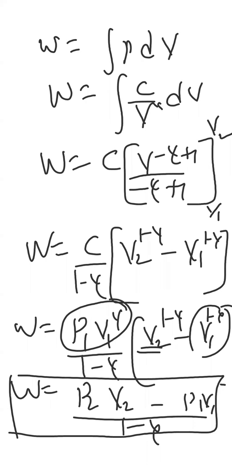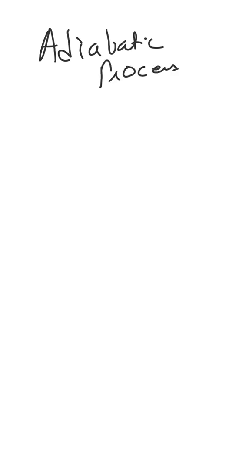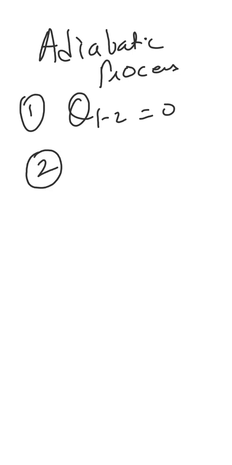Now we'll look at the various aspects of the adiabatic process. Number one, heat transfer is zero. Number two, whatever the work transfer, that is E1 minus E2, is at the expense of internal energy.